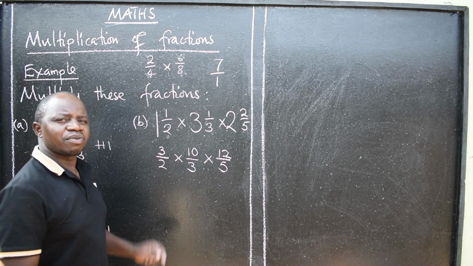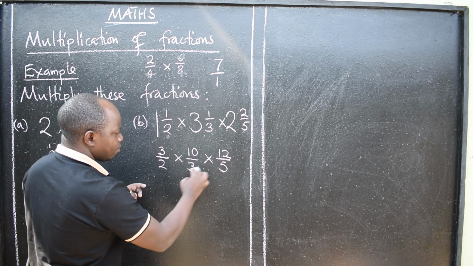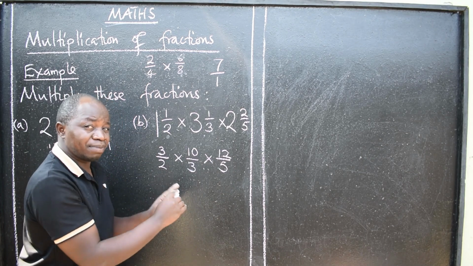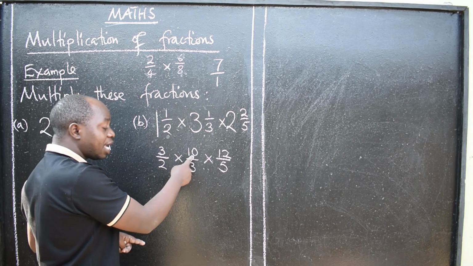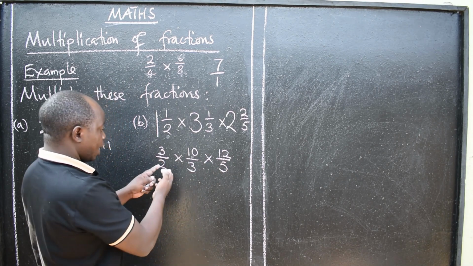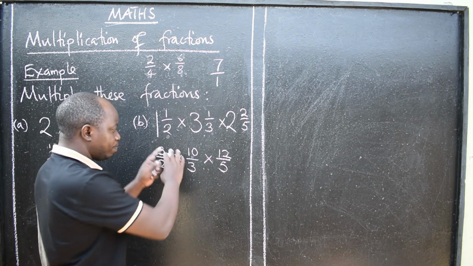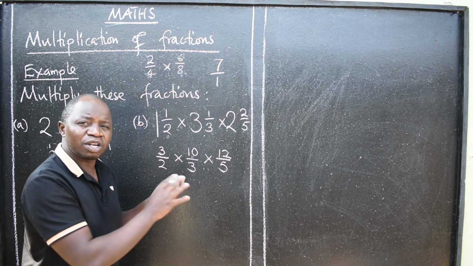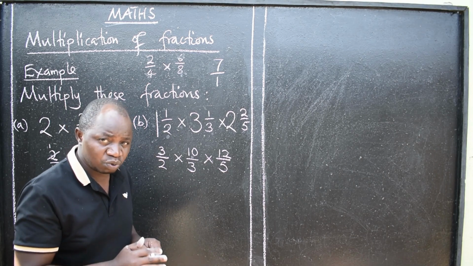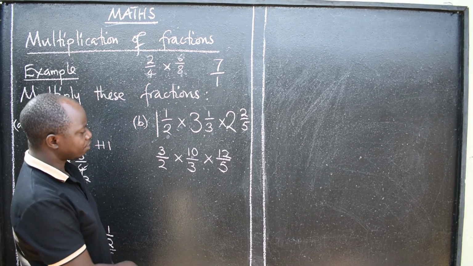After converting, what next? Before you can multiply them, because we are going to get big numbers. If we say 3 times 10 times 12, we'll get a very big number. Again, 2 times 3 times 5, we'll get a big number. So it's better first we check and see what we can reduce so that numbers reduce. What can you reduce? Tell me.